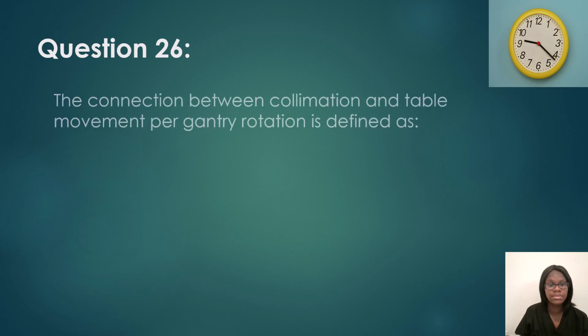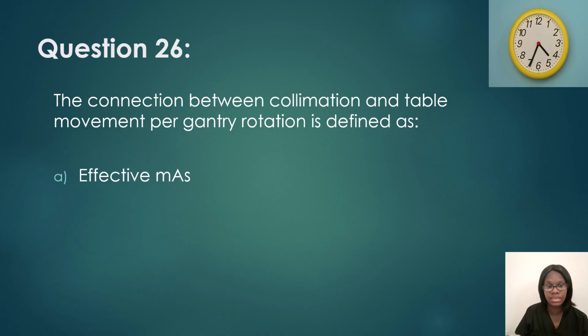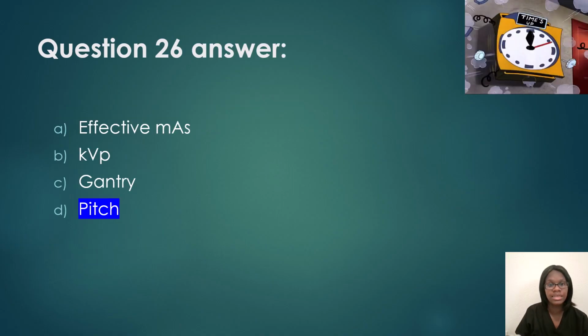Question 26. The connection between collimation and table movement per gantry rotation is defined as A, effective mass. B, KVP. C, gantry. D, pitch. All right, the correct answer is D, pitch.